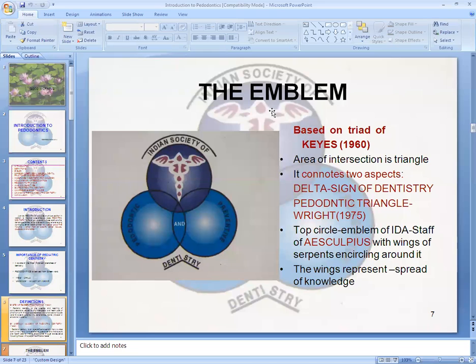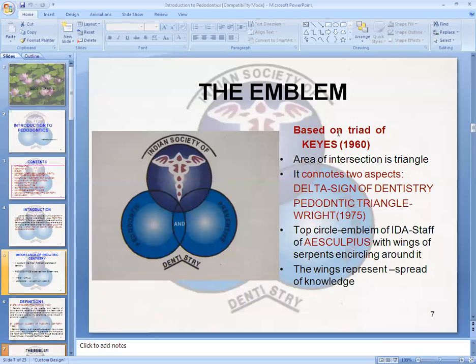Envelope means what? Any brand has a symbol of its own; that is called an envelope. So what is the envelope of dentistry? You have to draw this diagram. Okay. There are three circles, the envelope of pediatric dentistry. Three circles, there is a line, there are wings, serpentine wings. You can take a screenshot of this. You have to draw this diagram if you get this question.